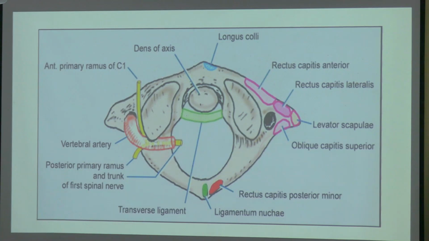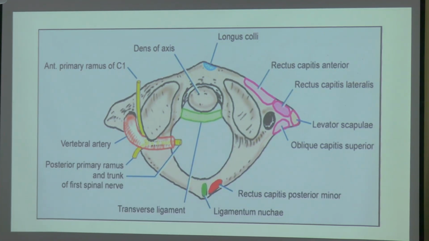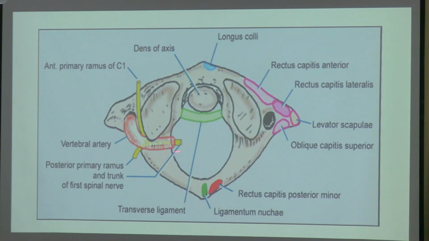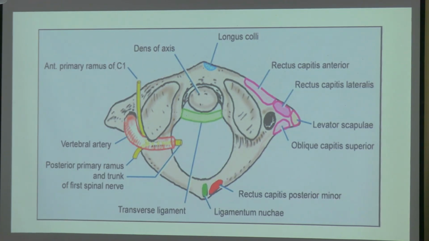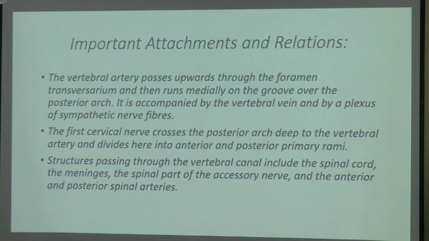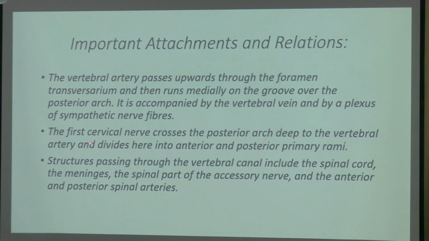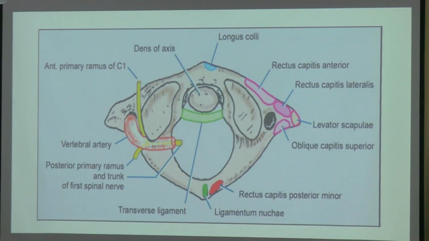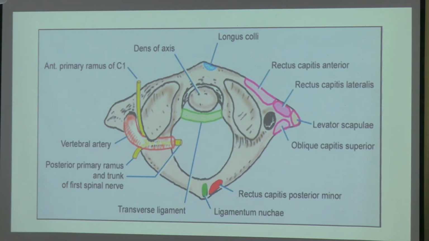Now look at the posterior tubercle. There are two important attachments. What are those? Read with me. First one is ligamentum nuchae, and then rectus capitis posterior minor. Right? This was the groove for the vertebral artery. Then it will have, obviously, the vertebral artery, and beneath the vertebral artery there is this nerve. The first cervical nerve crosses the posterior arch deep to the vertebral artery and divides here into the anterior and posterior primary rami. This is the anterior primary ramus, and this one is the posterior primary ramus.